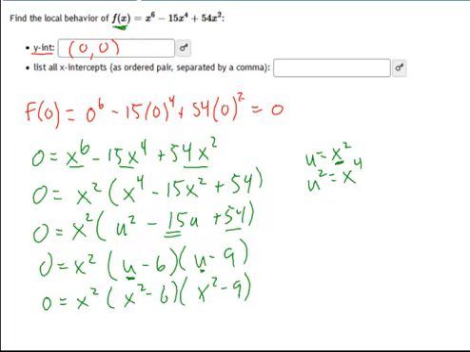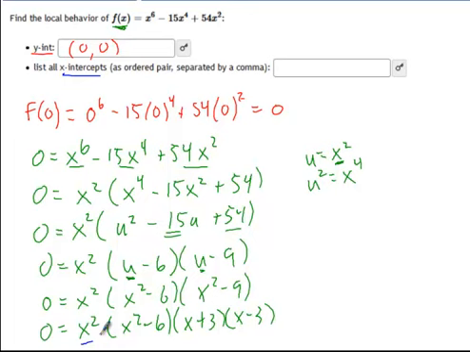Once we get it into these factors, we can also factor this last binomial, which is a difference of squares. So the x squared minus 6 stays, but this becomes x plus 3 and x minus 3. Once we get it completely factored here, we can set each factor equal to 0, and that's going to give us our x-intercepts. The first factor, the monomial factor x squared, gives us one solution at 0.